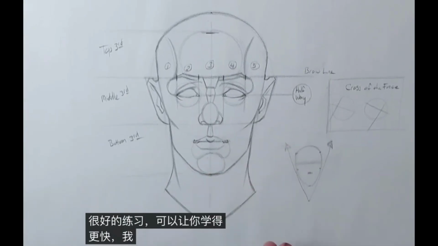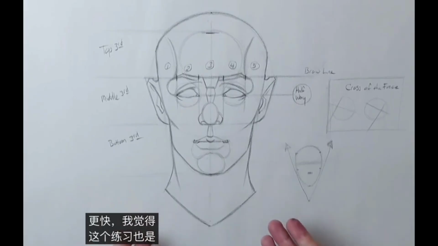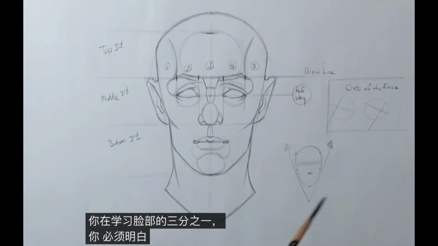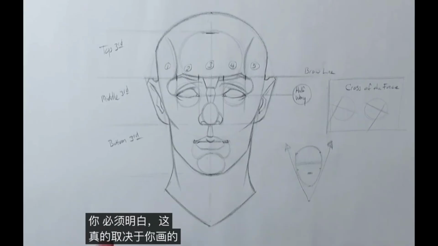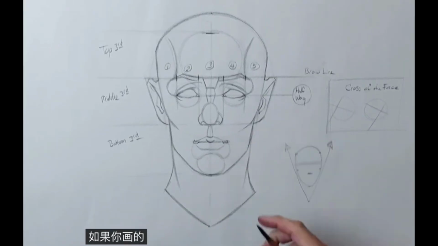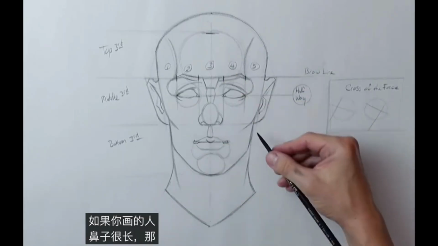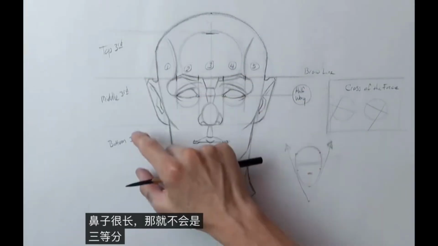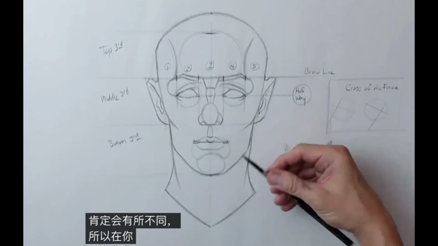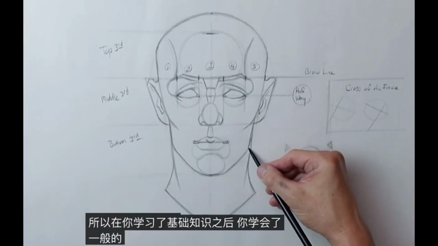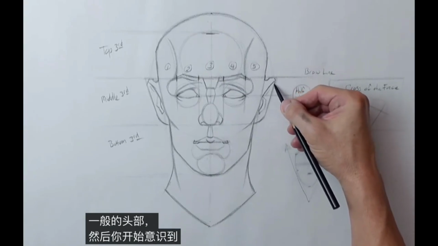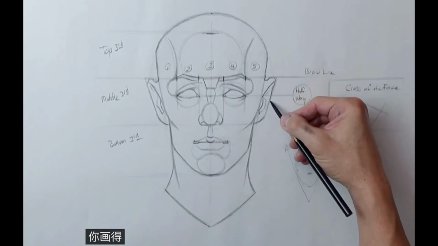And I feel like the same thing is true for this exercise here, because you're learning the thirds of the face. And you have to understand that it really depends on the person that you're drawing. If you're drawing somebody who has a really long nose, for example, it won't be 3 equal parts. It's definitely going to be different. So after you learn the basics, you learn the generic head, and then you start to realize that you're drawing faster.